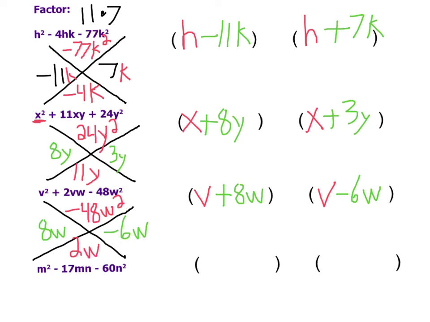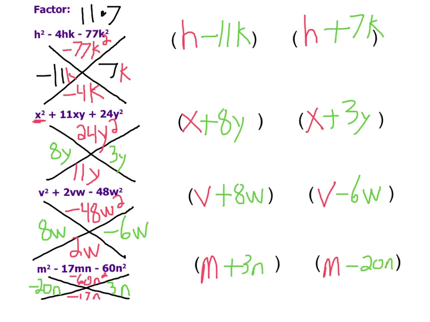Okay, try this one. Here's what I got. I got m plus 3n, m minus 20n. Double check. Negative 20 multiplied to 3 is negative 60, and I have n squared. Then negative 20n plus 3n brings me down to negative 17n. Okay, so that's how you do it.